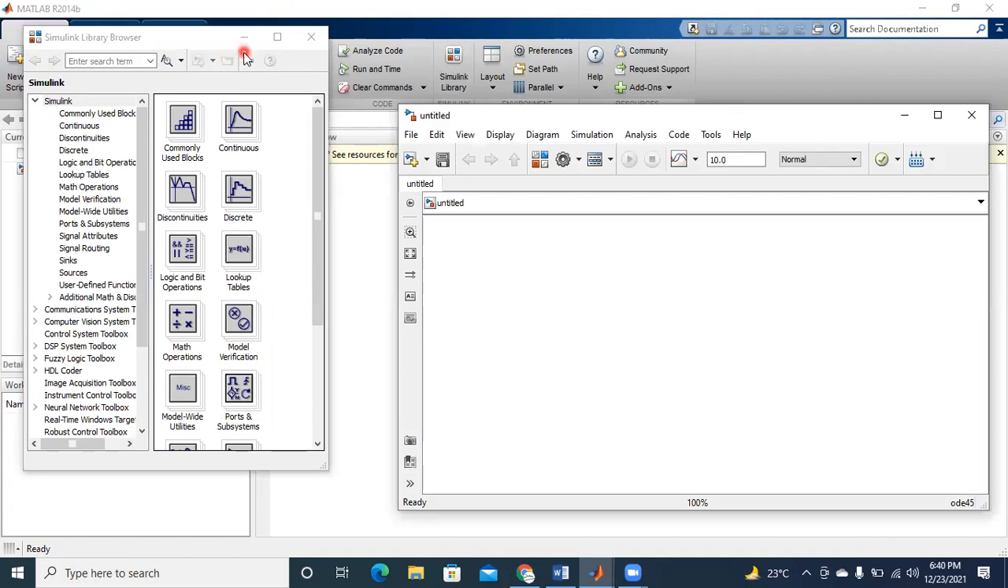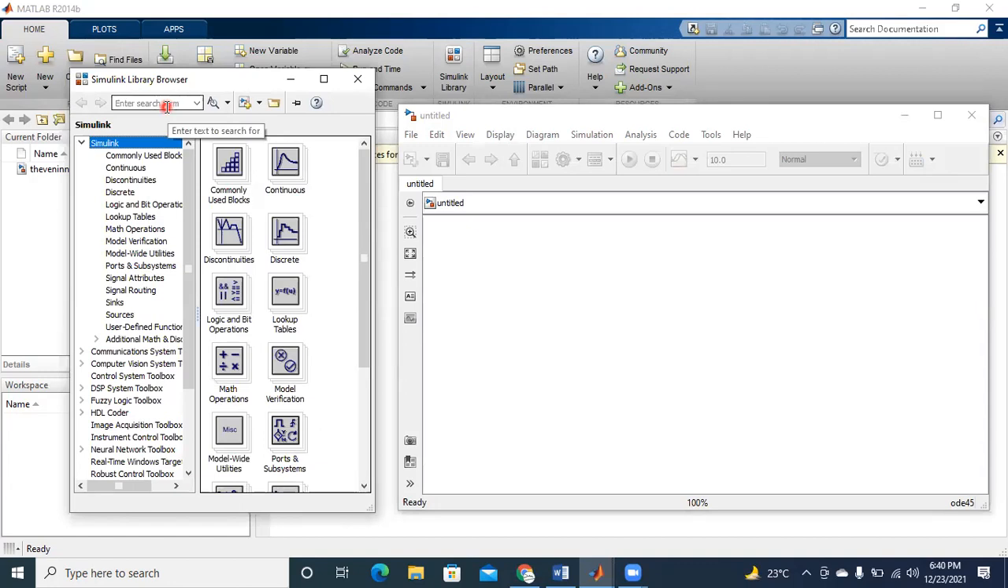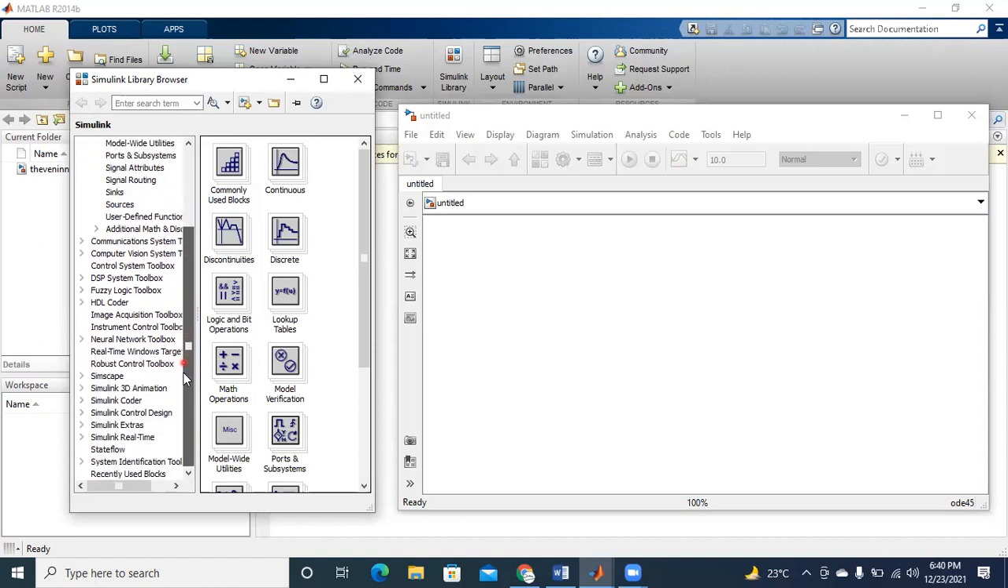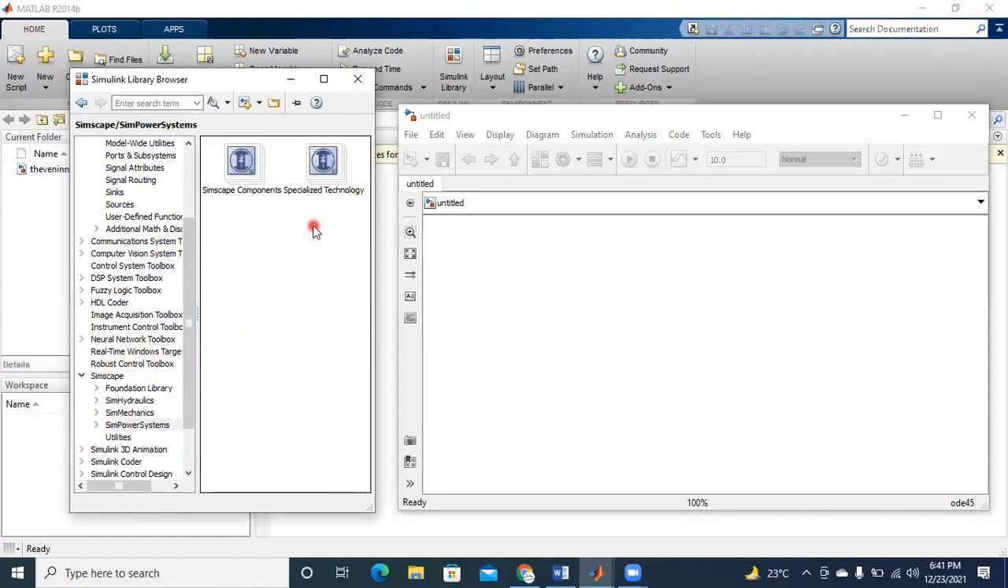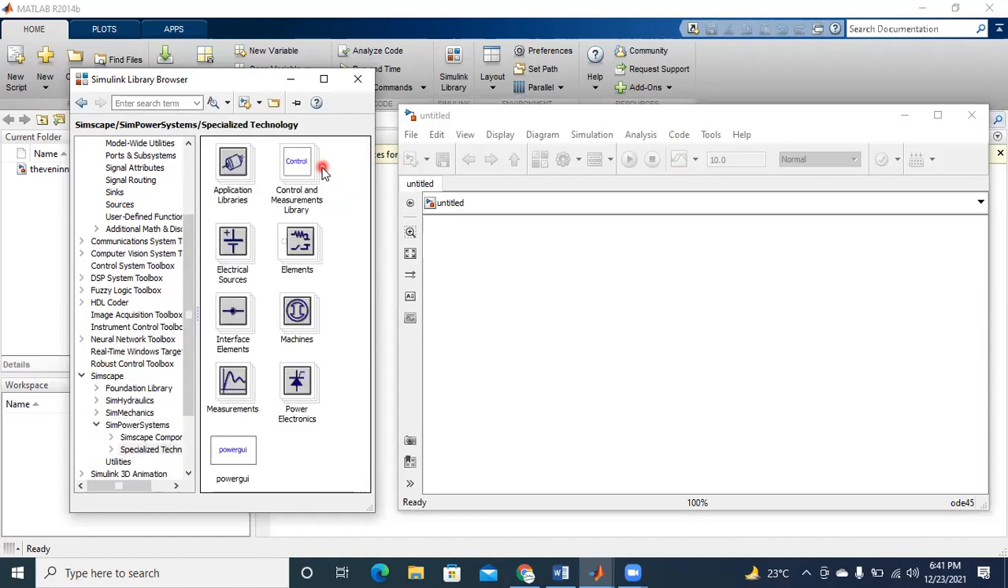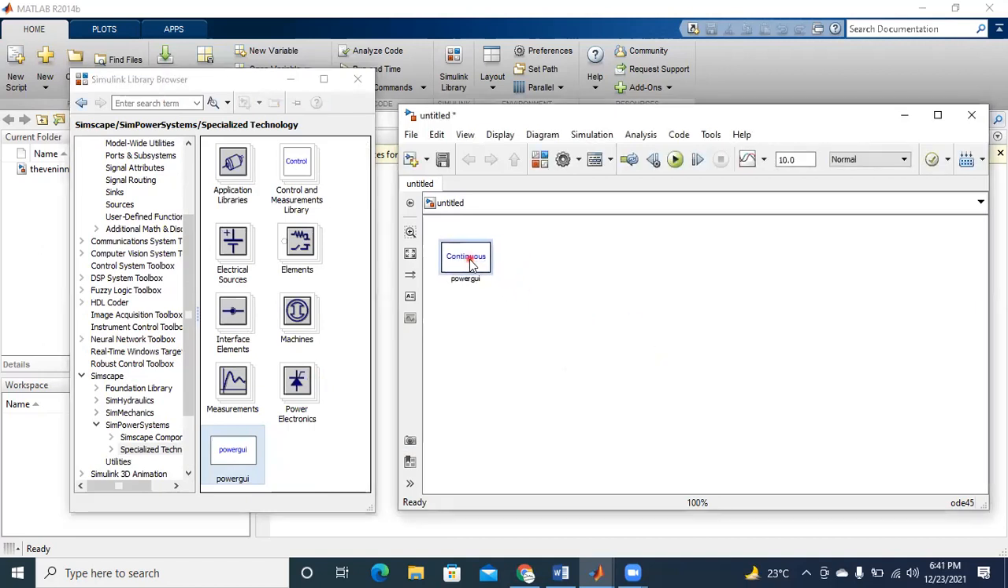So this is your MATLAB Simulink model, and here this is your Simulink library browser. Now we want to design an electrical circuit. As I already stated, we are going to use the Simscape toolbox for designing our electrical circuits. In that, Sim Power Systems and Specialized Technologies. Whatever Simulink model you build, you have to start with your Powergui block. The Powergui block helps with computational facilities and graphical user interfacing elements here.